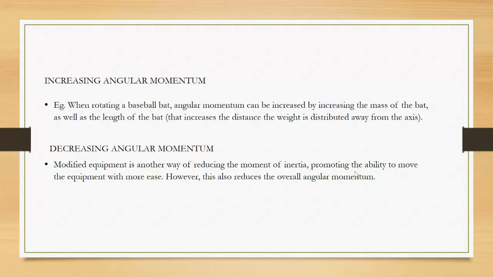But like what happens with inertia, once an object is moving, it's harder to stop. When an object is stationary, it's harder to move. So if there's less inertia or moment of inertia, then it's easier for the person to move that bat, promoting the ability to move the equipment with more ease.